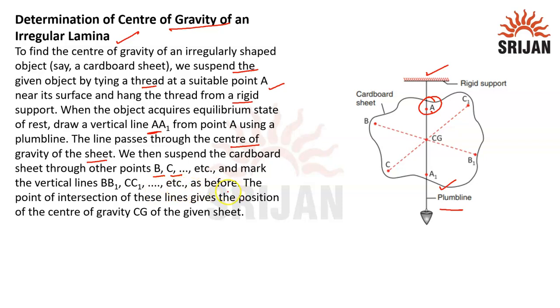After we have done it, the point of intersection of all these lines will give us the position of the center of gravity of the given sheet. So this is how we can find the center of gravity for an irregular lamina. I hope this is clear to you. Thank you.